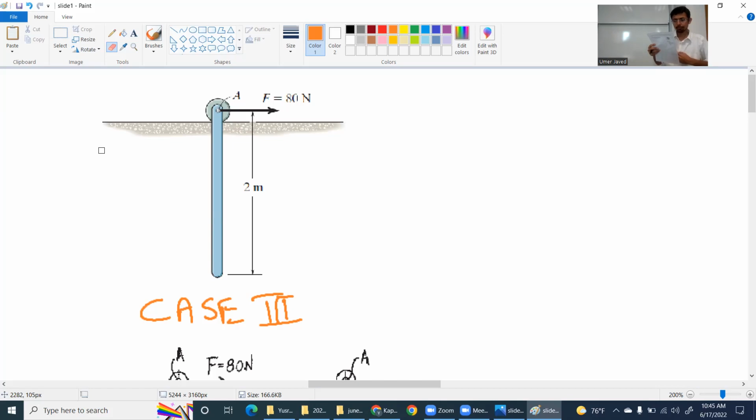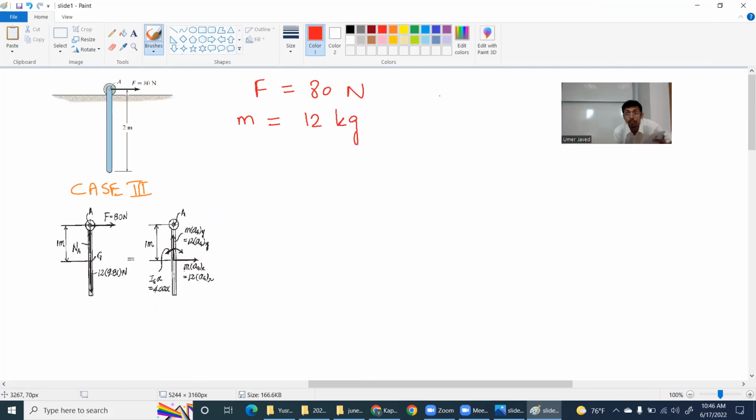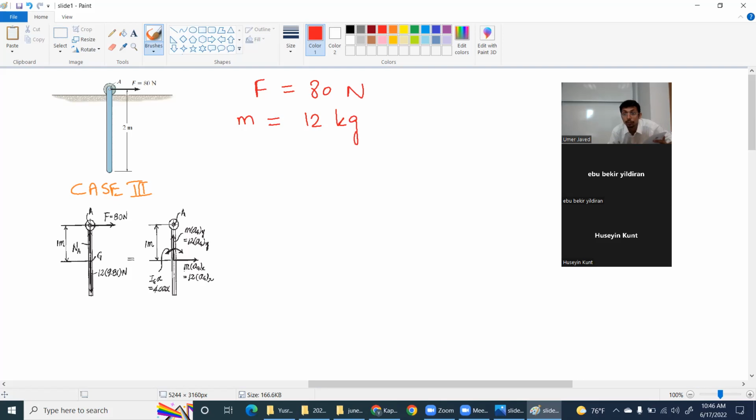Is the problem clear? Okay, so let me at least write down the givens for you so you don't get confused. Number one, what is given to me is F equal to 80 Newton. Done. Second thing that is given to me is the mass of the uniform bar is 12 kilogram. Okay, let me pin my own picture.